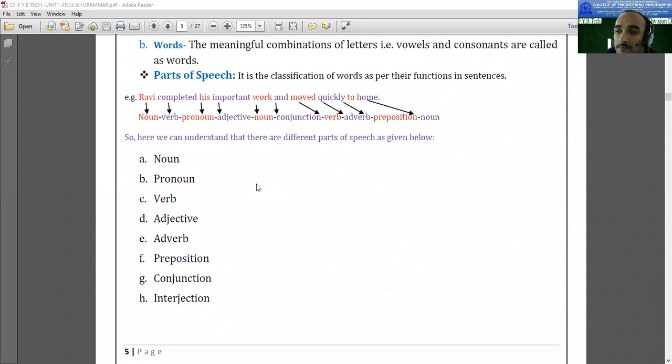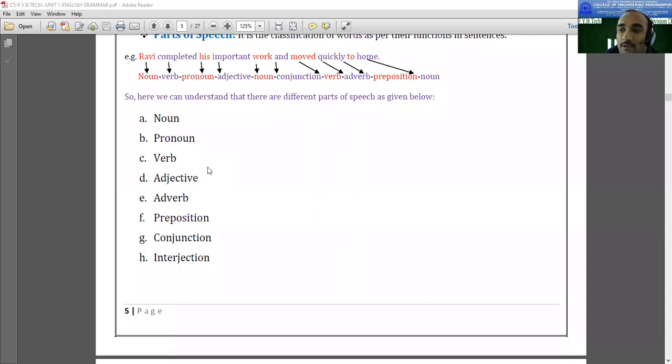And how many parts of speech are there? Can anybody tell me? How many parts of speech are there in the English language? 8. Correct. So there are 8 parts of speech in the English language. In Marathi language, the parts of speech may change.